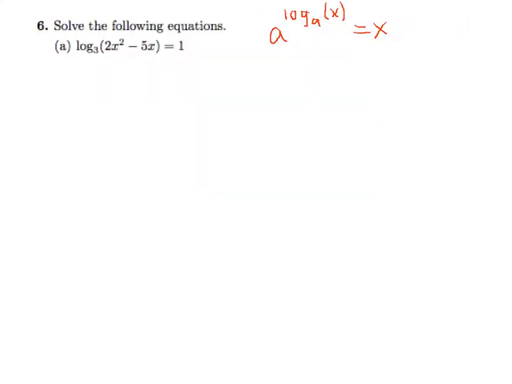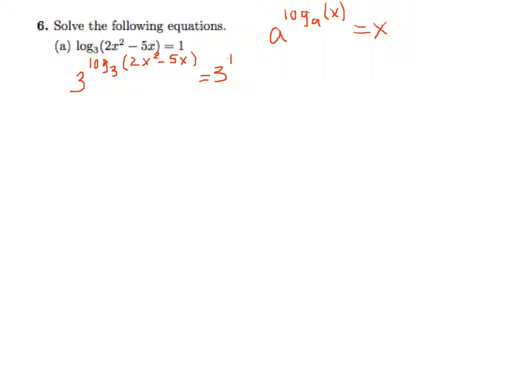Okay, this is problem number 6. It says solve the following equation. So this is A, log base 3 of 2x squared minus 5x equals 1. The rule we're going to use to solve for x is that a to the log base a of x equals x. So if we use 3 as a base, this will be 3 to the log base 3 of 2x squared minus 5x equals 3 to the first.